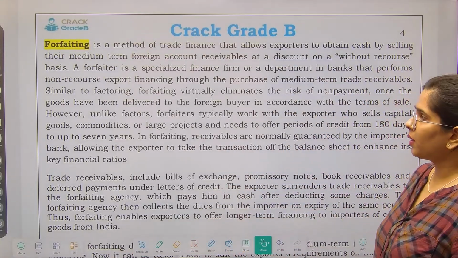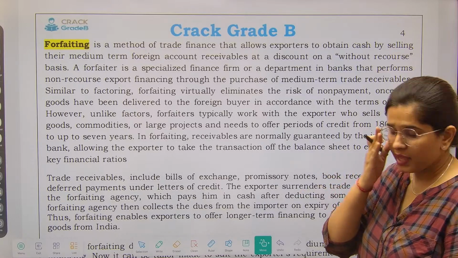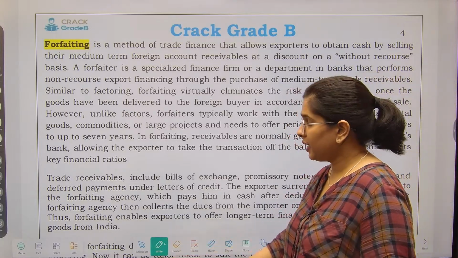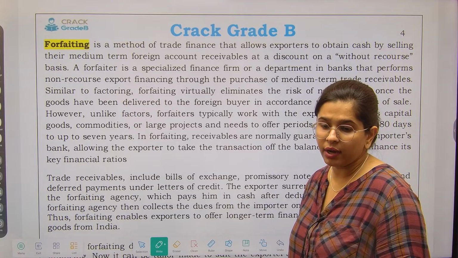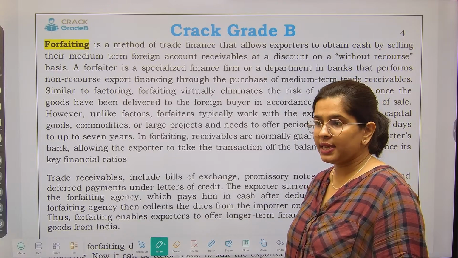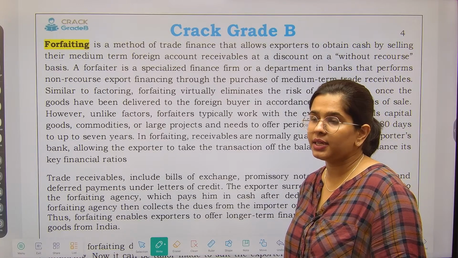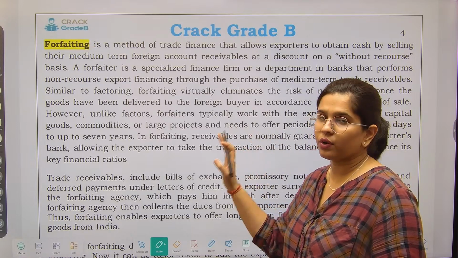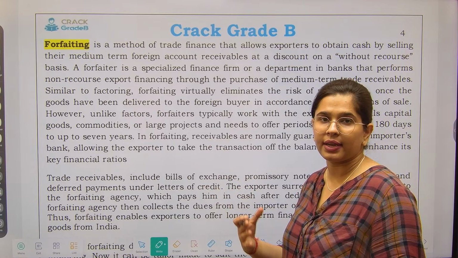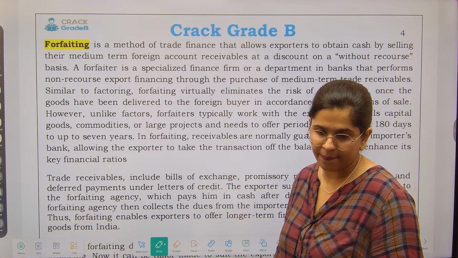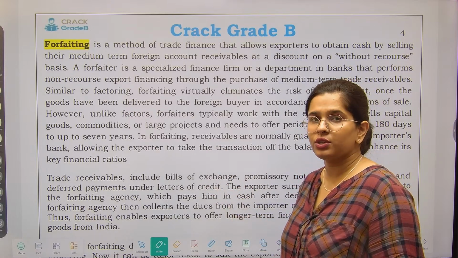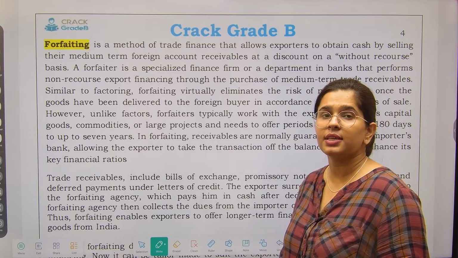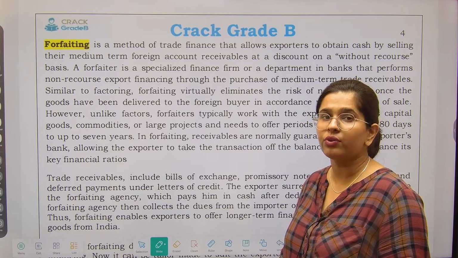Now we will be talking about forfeiting. ठीक है? This is specifically in terms of export or import. You will be seeing that we are performing similar nature of services over here as well. ठीक है? First we are going to read it and then we are going to find out the differences among them. But the first thing that you need to remember is forfeiting is related to export import transactions.